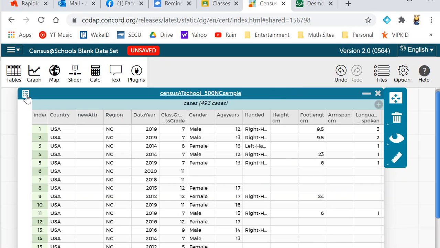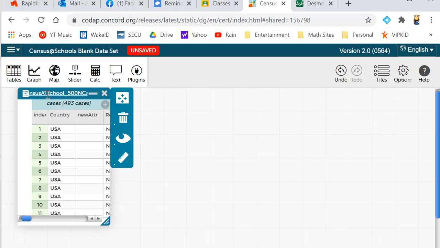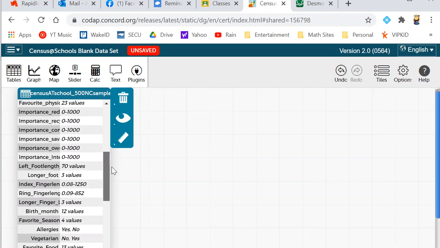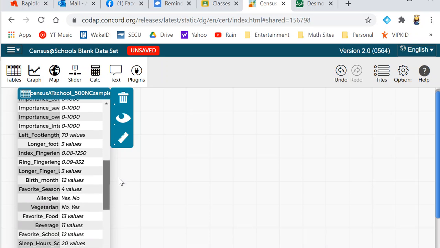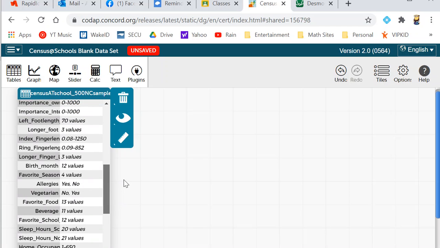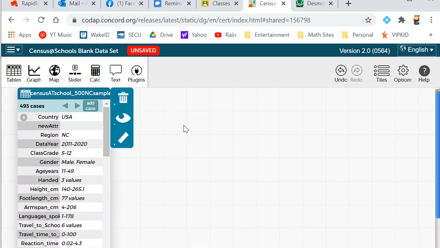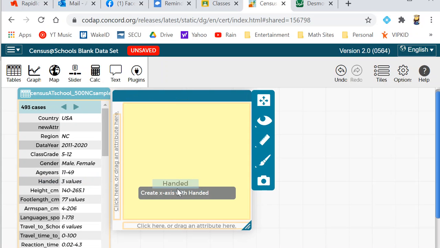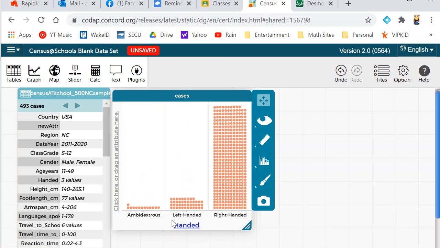Well, I found a shortcut, and that is this little corner right here on the green box. This little corner will give you the option to switch, and it's now just going to list the different items, your different data groups. This makes it much easier because I'm going to get a graph going, and I'm going to say handed, that is left-handed, right-handed, ambidextrous. We'll drag that there.